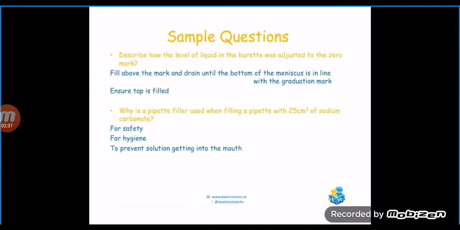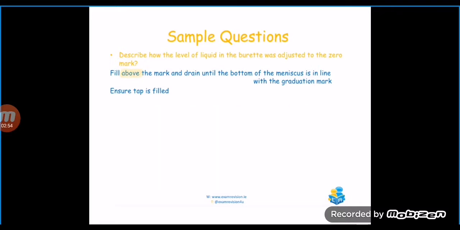So let's look at some sample questions. These are exam style questions that would come up if this titration was on an exam. The first one says, describe how the level of the liquid in the burette was adjusted to the 0 mark. So I would always say you would fill above the mark and drain until the bottom of the meniscus is in line with the graduation mark, or in line with the 0 mark. It's also important to ensure that the tap is filled.